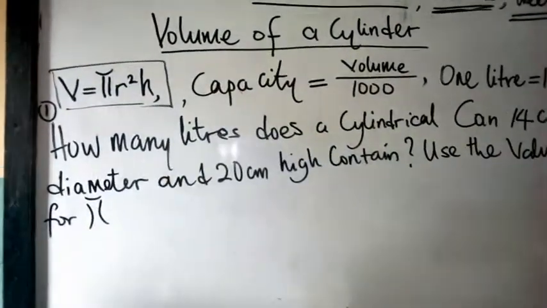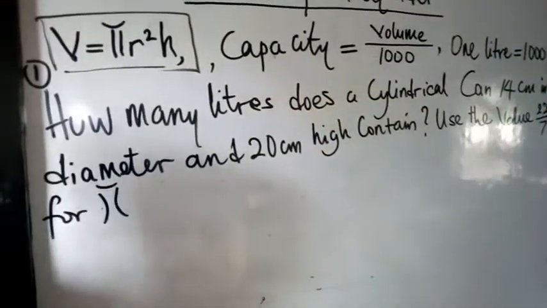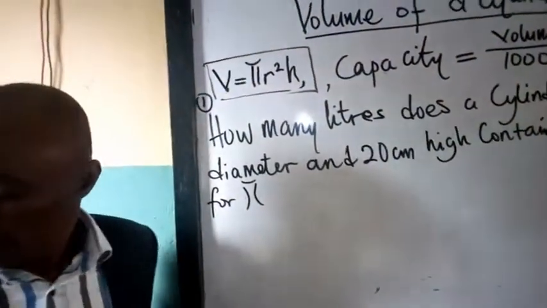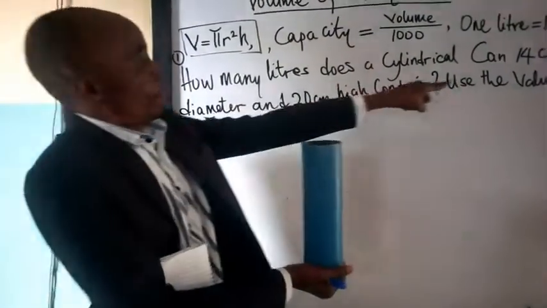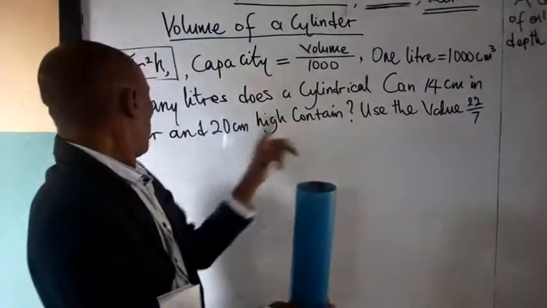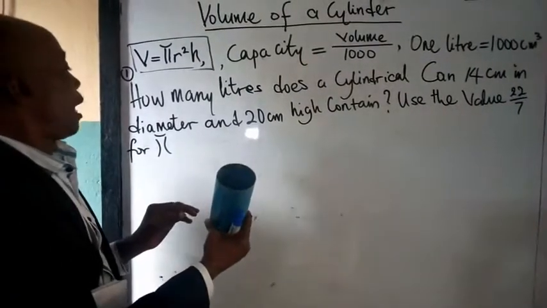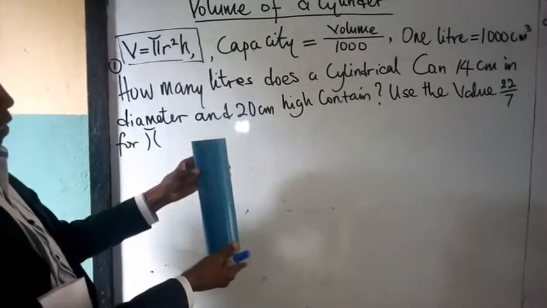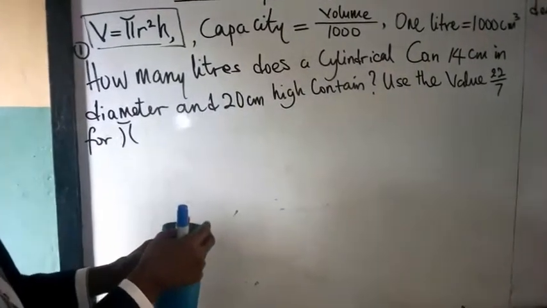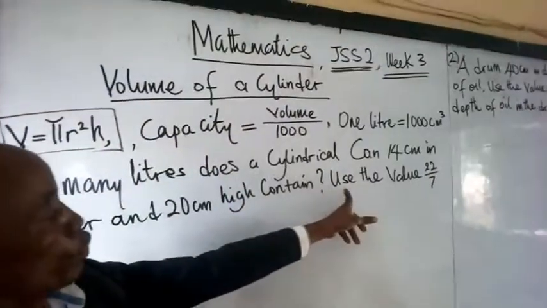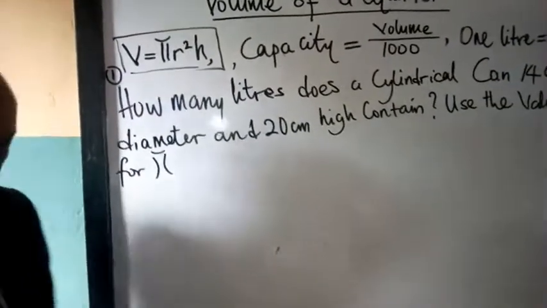In this question, how many liters does a cylinder can hold? Maybe a can of Bonvita, or a cylinder can that is like this. It is 14 centimeters in diameter, the diameter here, and 20 centimeters high, from here to there. How many liters can it contain? Now, you say use the value 22/7 for your pi.